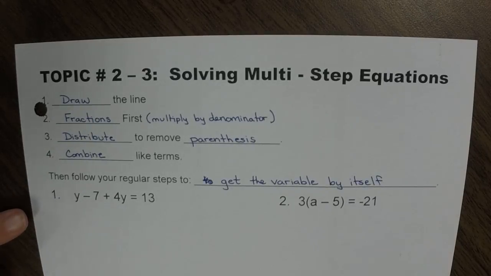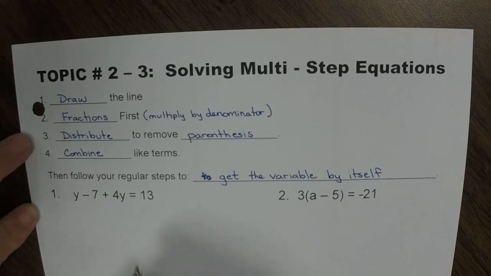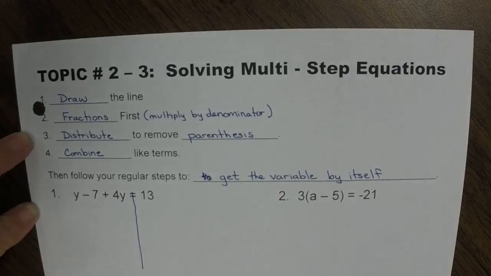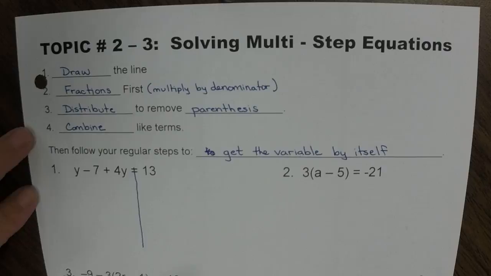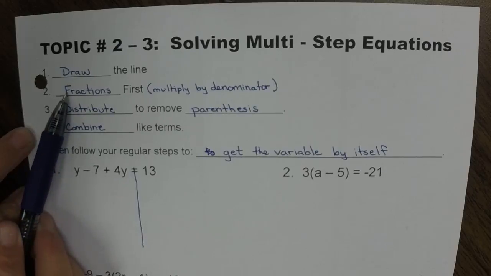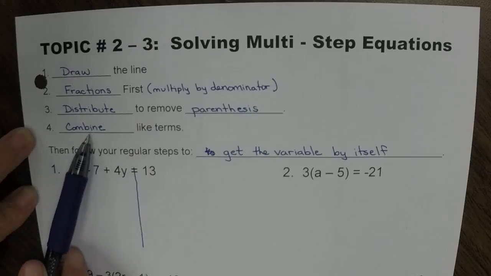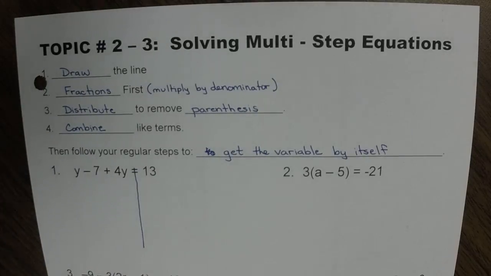So let's look at number 1. So the first step is to draw the line. So now I know here's the left side of my equation and here's the right side of my equation. From there, I'm supposed to check for fractions. I don't have any. Then I'm supposed to check for parentheses. I don't have any. So now I'm supposed to combine like terms. So for many of you, highlighters have still come in pretty handy.